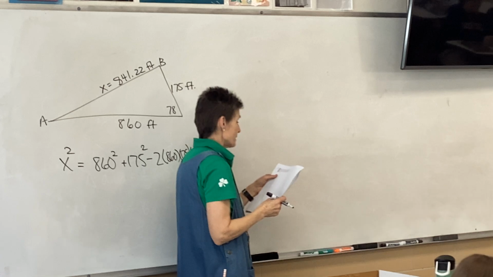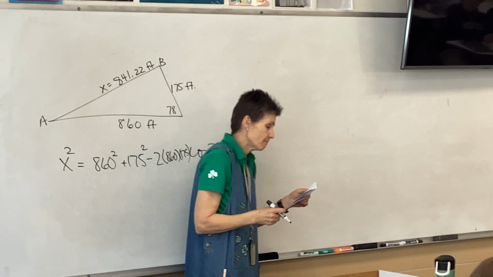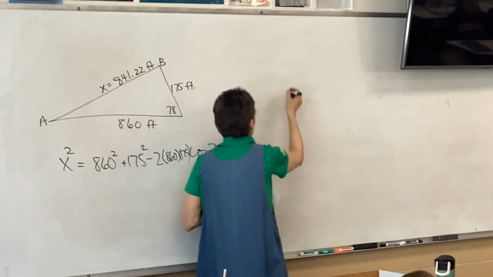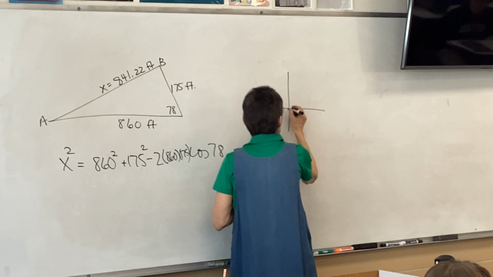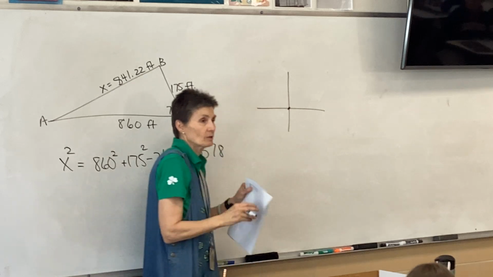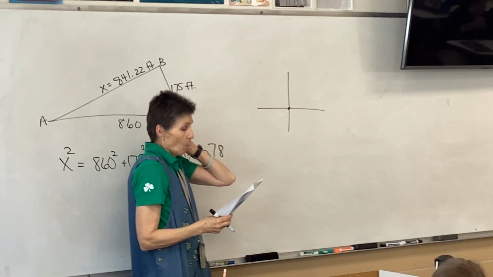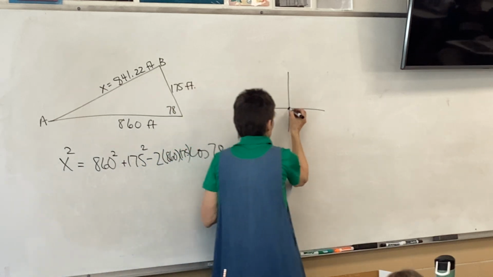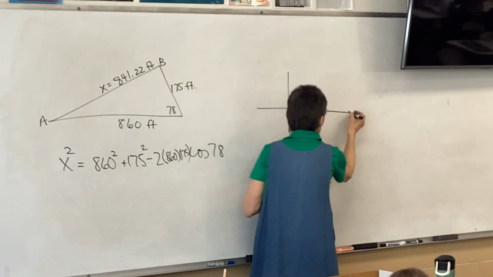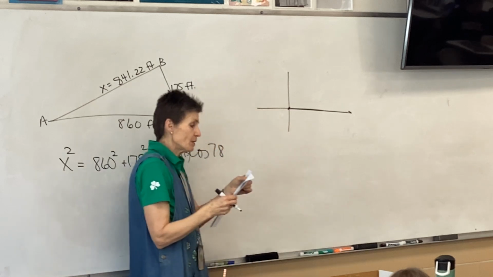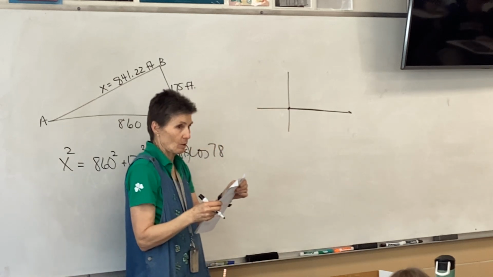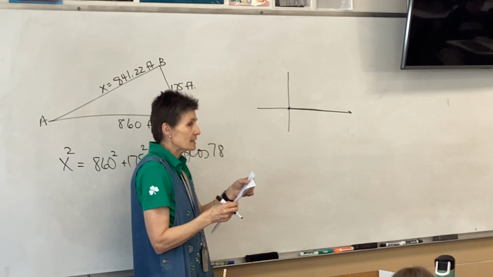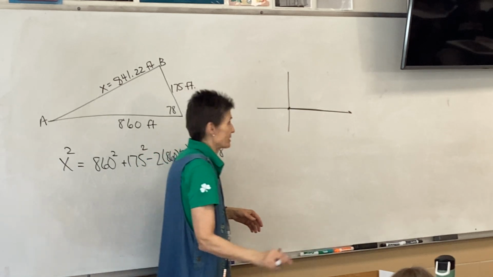Two airplanes flying together in formation take off in different directions. So here's the airport. This is where they're leaving from. One flies due east at 350 miles an hour. The other flies east northeast.